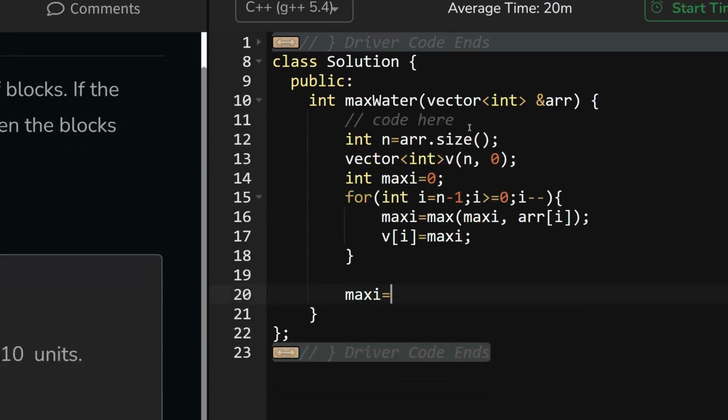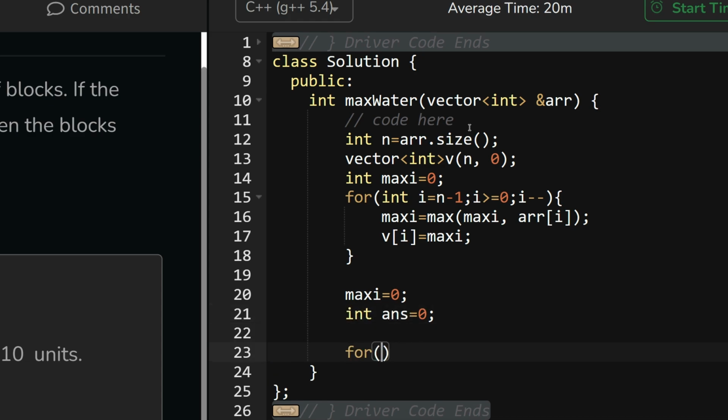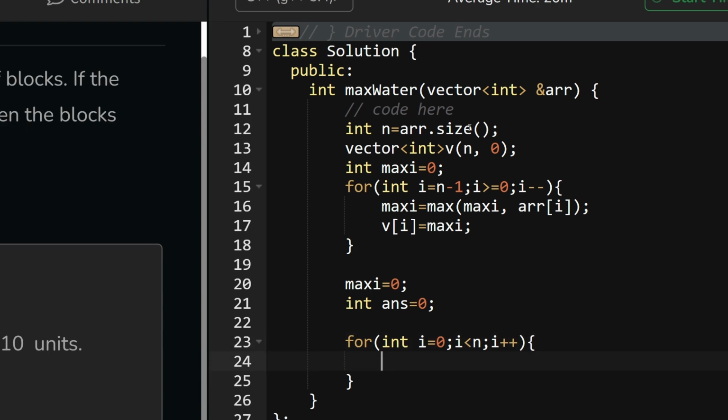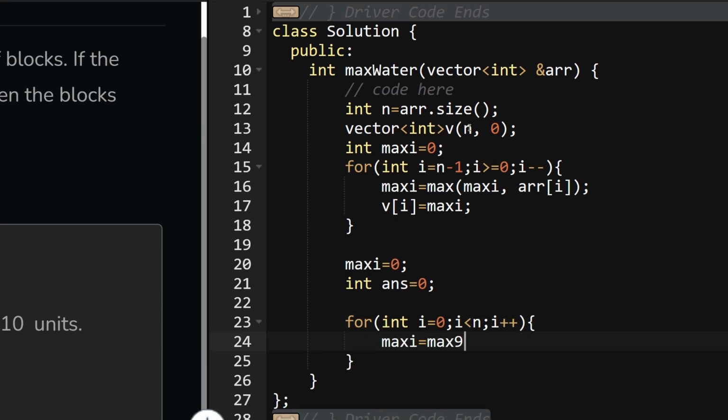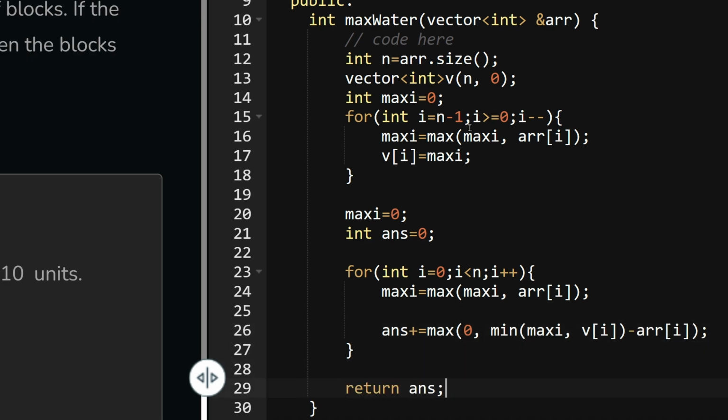Now maxC equals 0 again, and int answer equals 0. For int i going from 0, i less than n, i plus plus, update. So maxC equals max of maxC comma ARR[i]. This will give you the left maximum. And now answer plus equals max of 0 comma min of maxC comma V[i], minus ARR[i]. Return your answer. As simple as that.